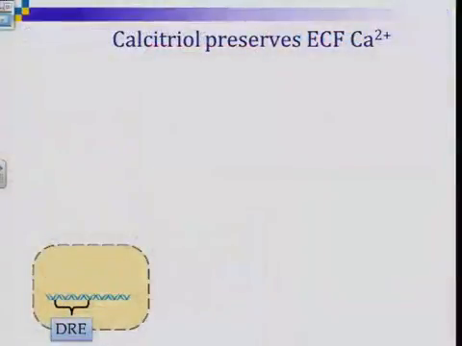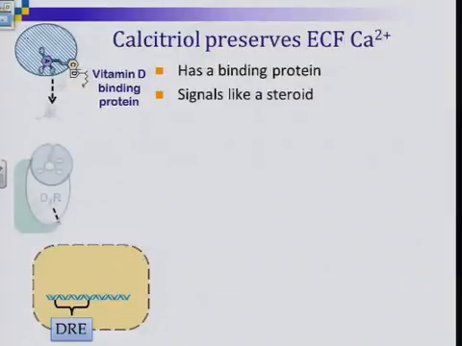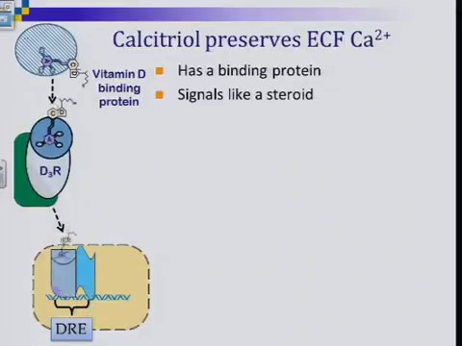So calcitriol helps to preserve ECF calcium. So it travels through the bloodstream attached to a binding protein, because it's a steroid, you'd expect that. And it signals like a steroid. There's a vitamin D3 receptor that's part of the nuclear receptor family that the cortisol receptor and estrogen receptors belong to. Okay. It associates with another subunit and binds to the vitamin D3 response element in nuclear DNA.